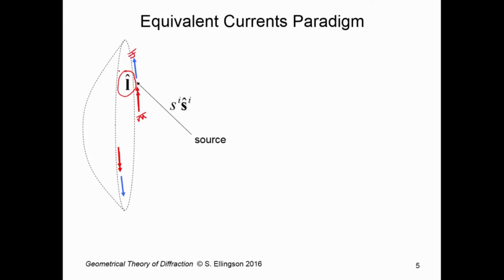Now we have a source. The source provides energy, and that energy strikes the rim. The distance between the source and the point of diffraction is S super I. The unit vector, that is the direction along which the energy propagates to reach the diffraction point, is in the direction S^I hat. And then we go off to a field point. The field point is a distance S super D from the point of diffraction in a direction S^D hat.